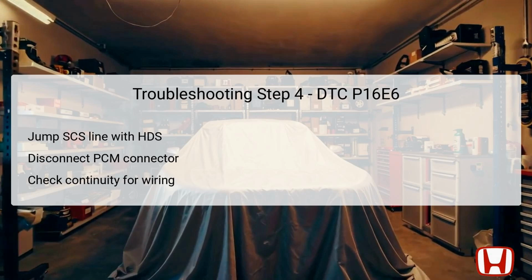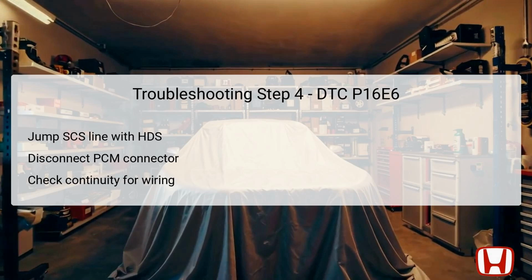In the fourth troubleshooting step, use the HDS to jump the SCS, service check signal line, allowing for a deeper diagnostic approach. Wait for more than 1 minute after this jump to ensure that any transient conditions have stabilized. Following this, disconnect the PCM connector E, 80P, setting the stage for further continuity checks.